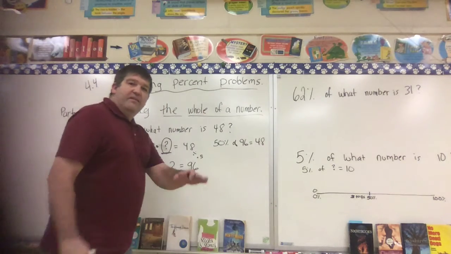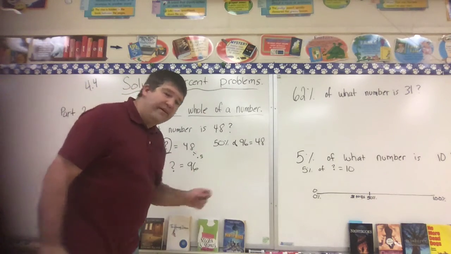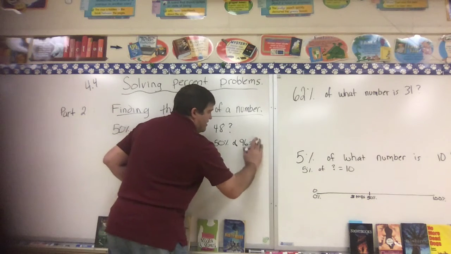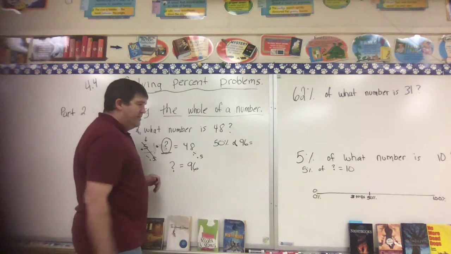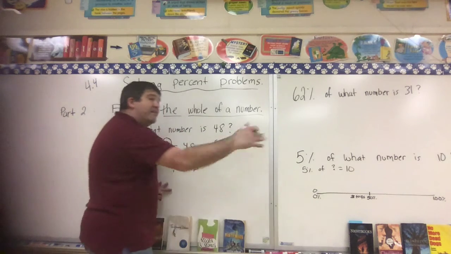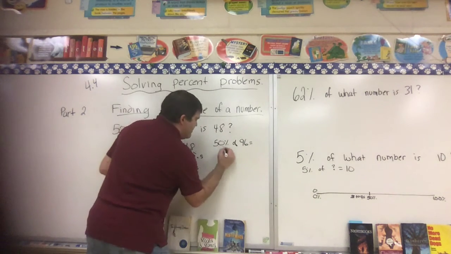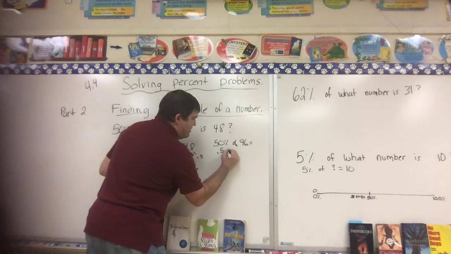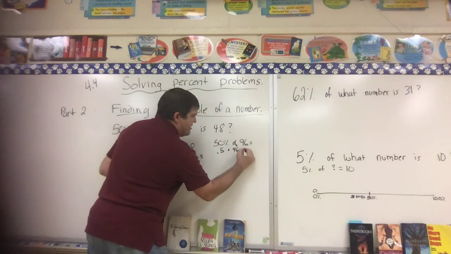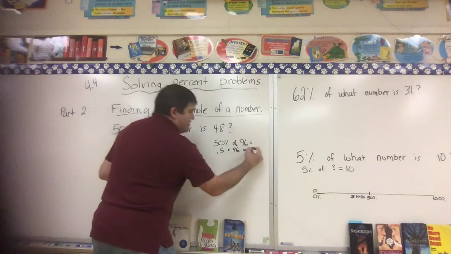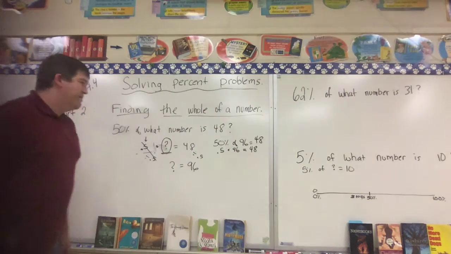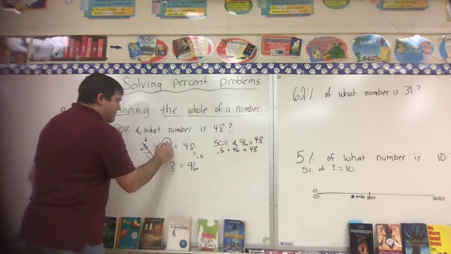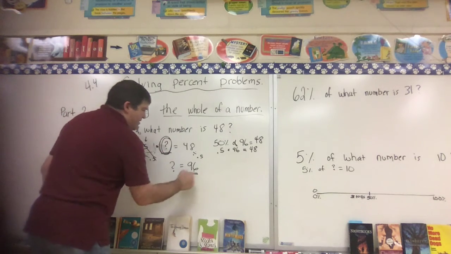Now, in 4.4 part 1, we solved these kind of problems. 50% of what number? 50% of 96 is what number? Okay, so we make that into a decimal, times 96. 0.5 times 96 is 48. So it works. So this right here is 96.